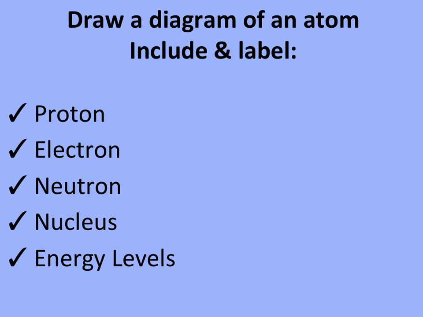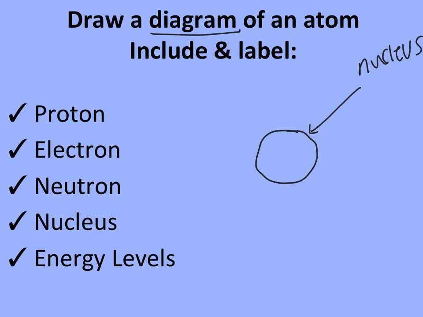So one of the goals that we want you to be able to do is to draw a diagram of an atom. And if we draw a diagram, let's start off with the center. The center of the atom is called the nucleus. And inside the nucleus, if you remember, has protons with positive charge and neutrons which have a zero charge. So inside this nucleus would be some protons and also some neutrons.